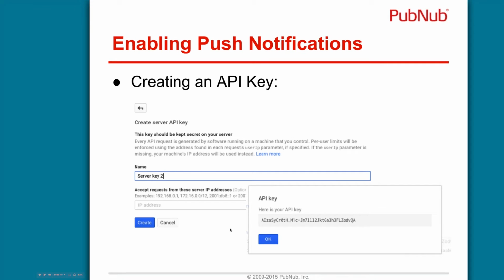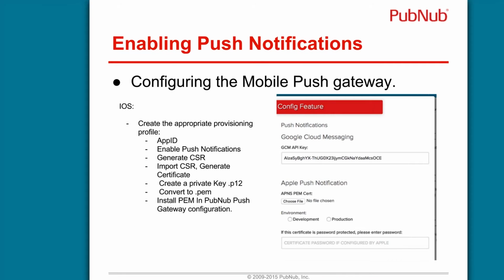Okay. But once you create your key, just go ahead and copy it. And at that point, GCM and PubNub know how to talk to each other on your behalf. Okay. For iOS, it's going to be quite a bit different. iOS is a much more involved process, and you need to create an app ID and then create a CSR and so on. And I'm going to take you through that in screenshot format here.